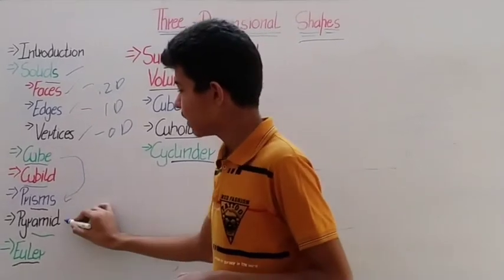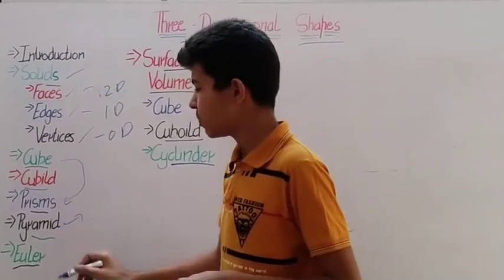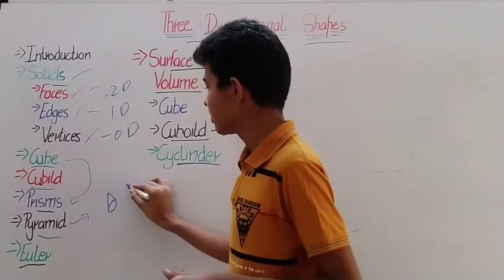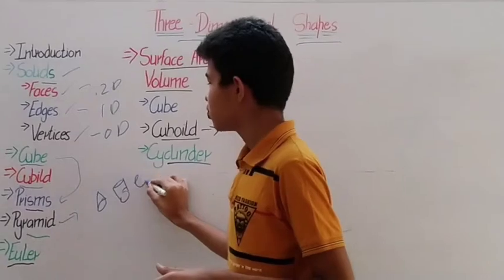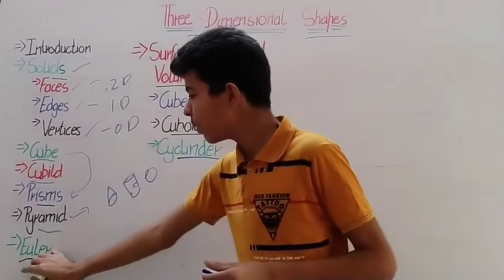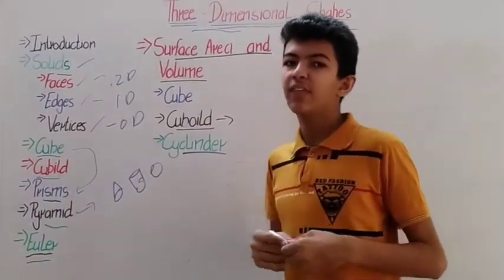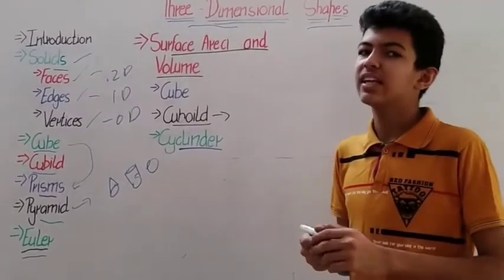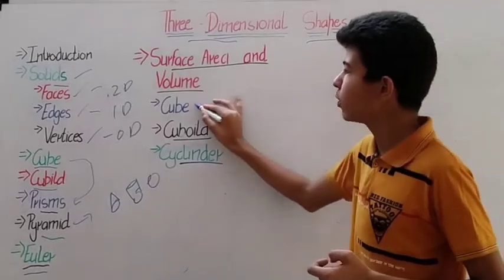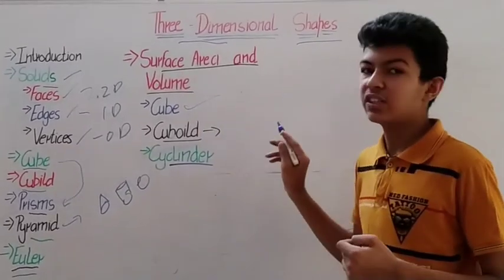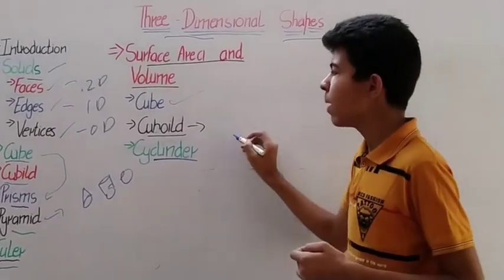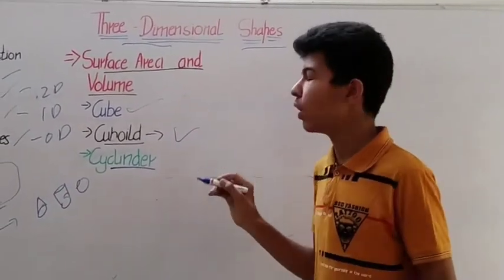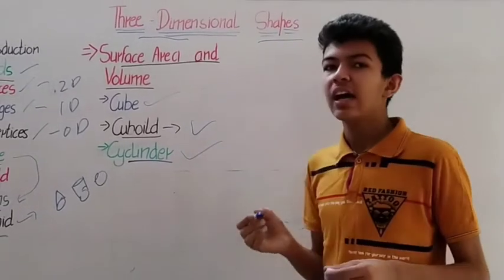And besides prisms there are pyramids, and we learned about the cone, cylinder and the sphere. And then we learned about Euler's formula, and how we can calculate the surface area and the volume, and what exactly the surface area and the volume are. So we learned about the surface area, lateral surface area and volume of the cube, and the cuboid, as well as the right circular cylinder.